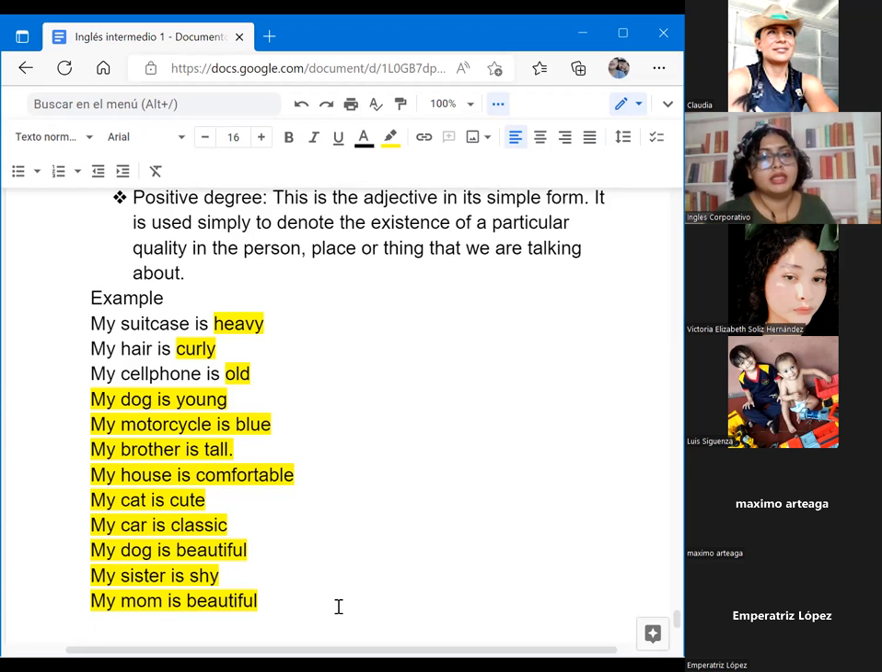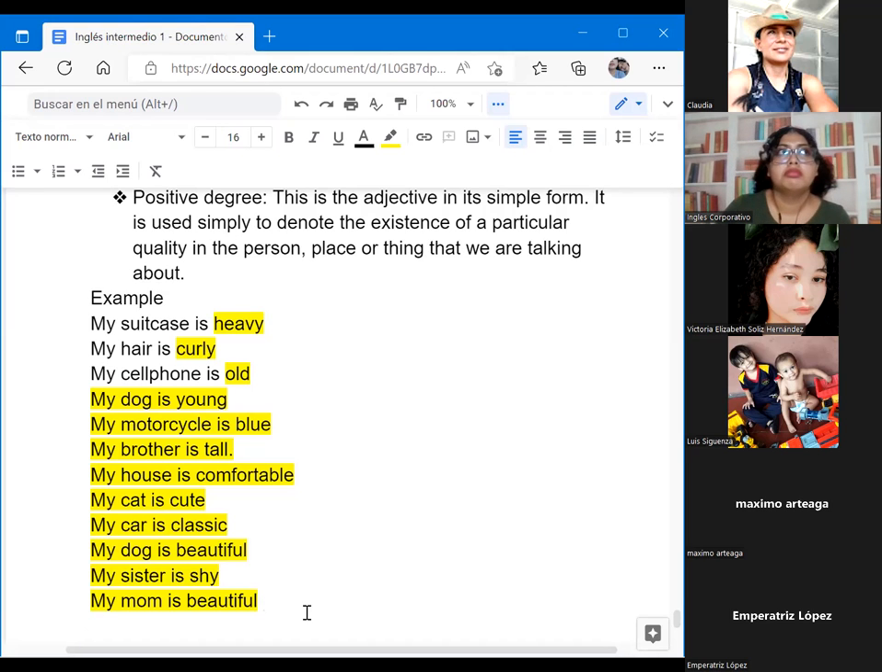Vamos a poner solo tres más. Let's see, let's see. Nobody? Okay, let's see. Three more sentences just to complete 12.